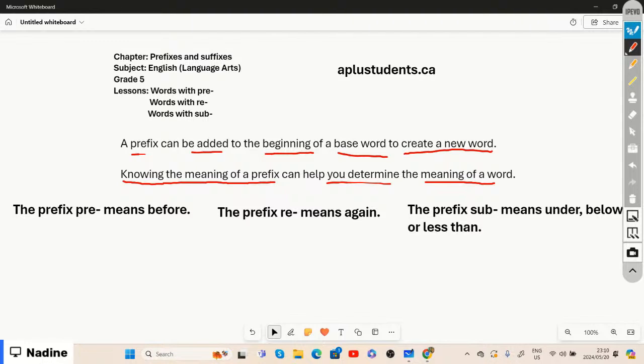Because remember, if we have a base word, that base word means something, right? And it can be used within a sentence. But as soon as we add our prefix to the beginning of that word, that prefix already has its own meaning. So once we add the prefix to that base word, it creates a new meaning based also on what the meaning of that prefix is.